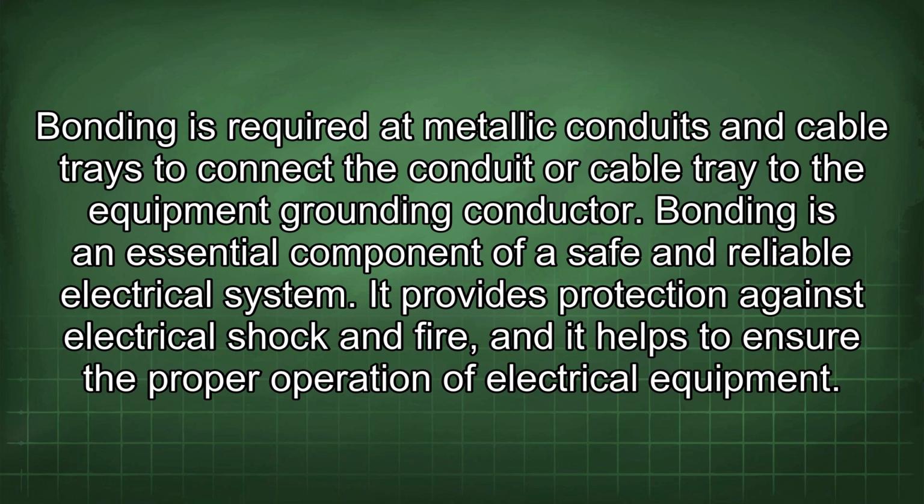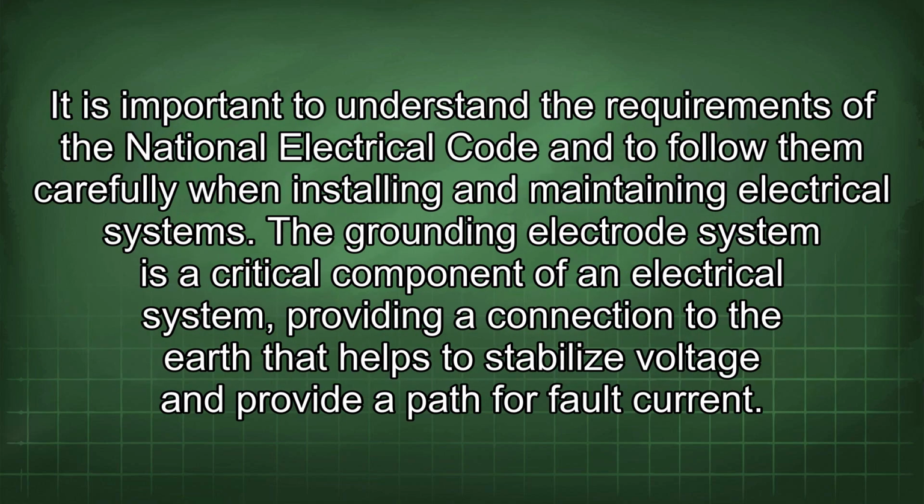Bonding is an essential component of a safe and reliable electrical system. It provides protection against electrical shock and fire, and it helps to ensure the proper operation of electrical equipment. It is important to understand the requirements of the National Electrical Code and to follow them carefully when installing and maintaining electrical systems. The grounding electrode system is a critical component of an electrical system, providing a connection to the earth that helps to stabilize voltage and provide a path for fault current.